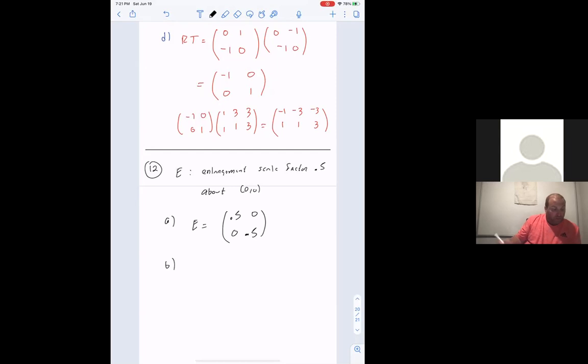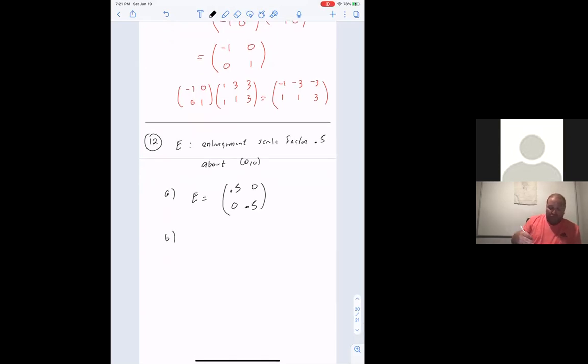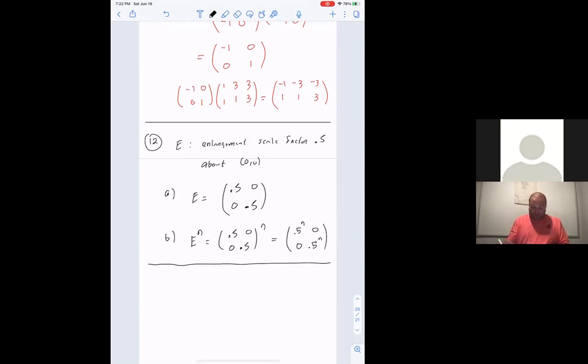And then B, find a single matrix that represents a series of n enlargements scale factor 0.5 center 0, 0. So you do it n times. That's just E to the n. That's 0.5, 0, 0, 0.5 to the n. Well, how do you take a matrix to a whole number power? In general, it's tough, but when it's a diagonal matrix, like this one is, that's no problem. You just raise each diagonal entry individually, and that's our answer. Notice that each time it gets reduced by half. So 0.5 is a half, 0.5 squared is a fourth, 0.5 cubed is an eighth.